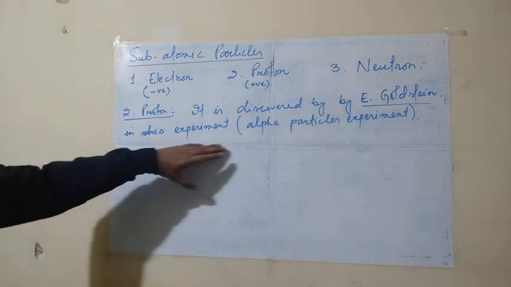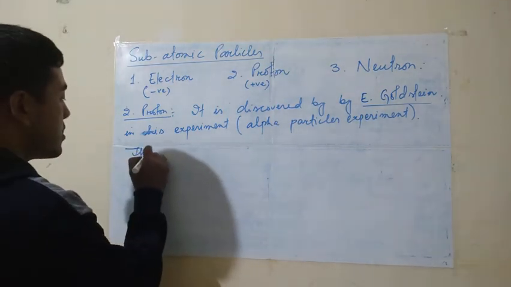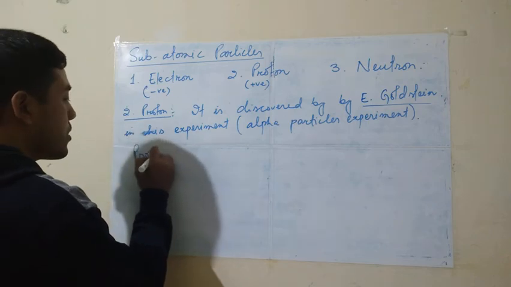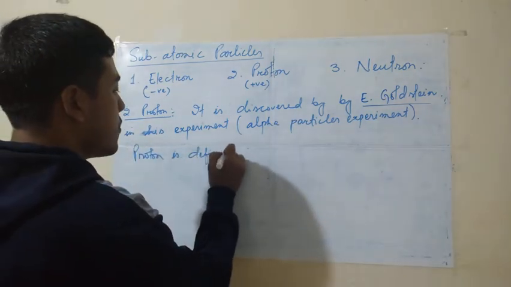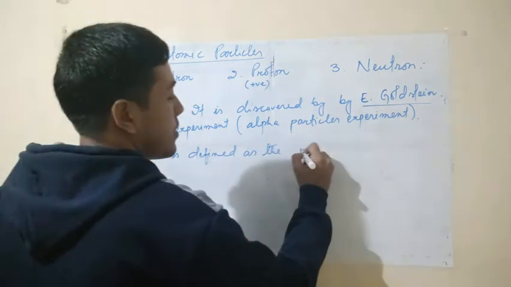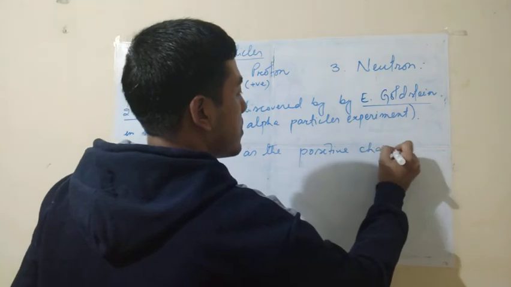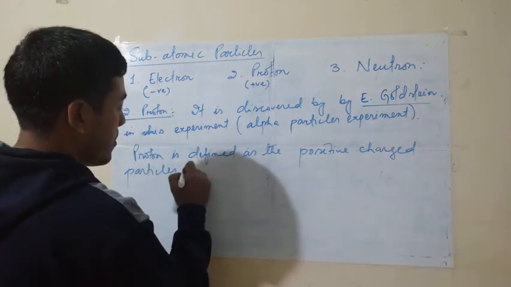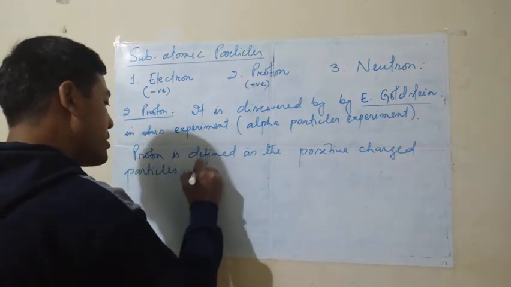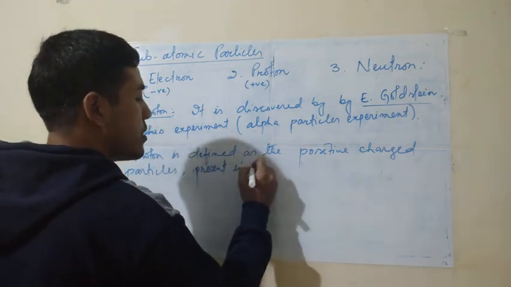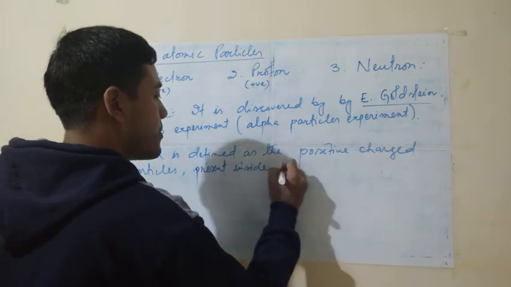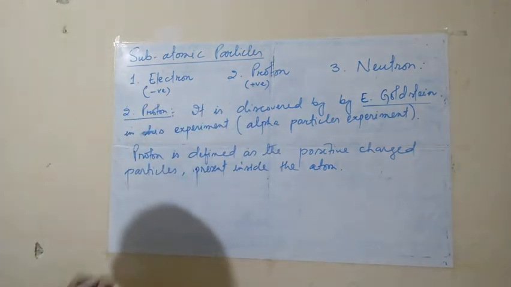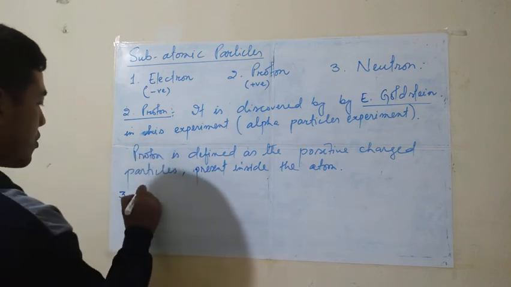Now, no need to explain this one further. The proton is defined as the positive charge particle of an atom, present inside the atom. Now the last one, that is the neutron.